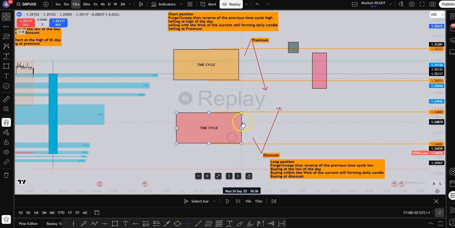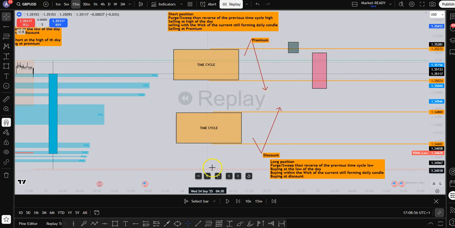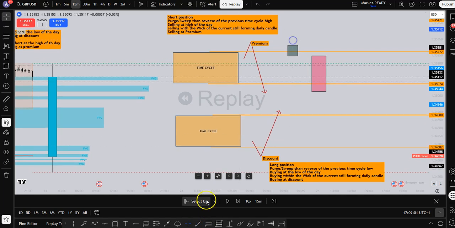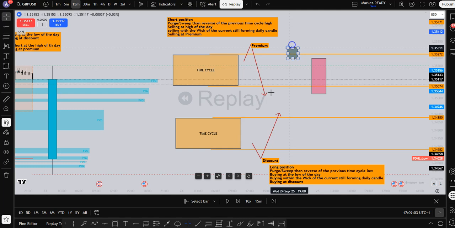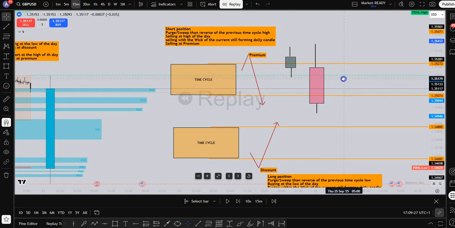So we buy at the wick. It's not working. So that's it. We buy at the bullish stage of the candle.